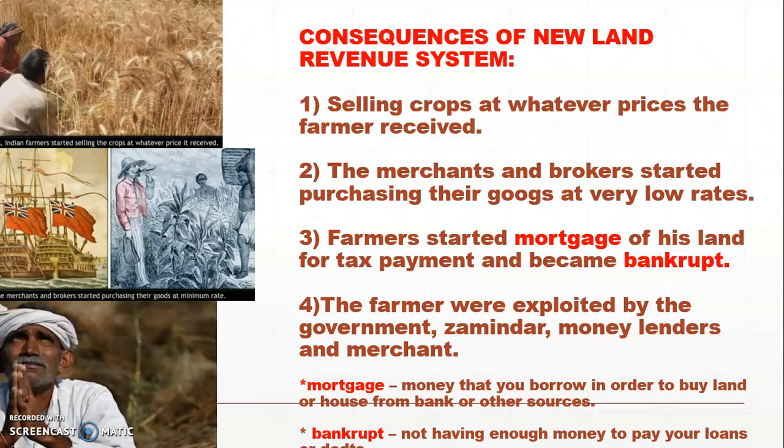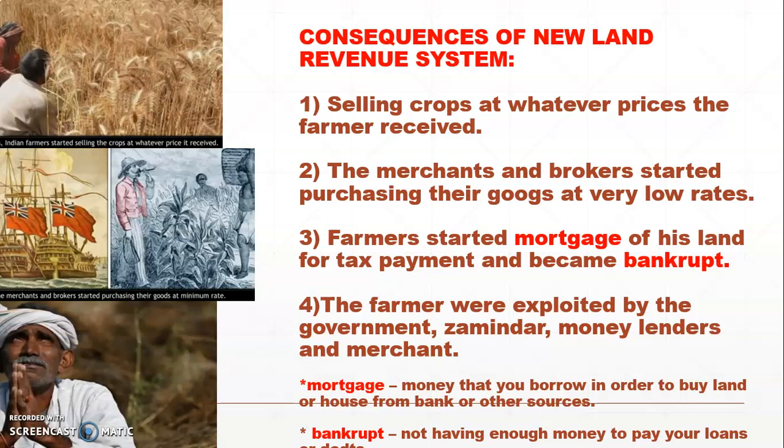Mortgage means money that you borrow in order to buy land or a house from the bank, or the loan we take. For taking a loan, we have to keep some security with the bank, that is called mortgage. And bankrupt means you cannot pay the loan back to the bank. Whatever money or property you have has been completely finished off. That is called bankrupt. You become nil, no money left over.